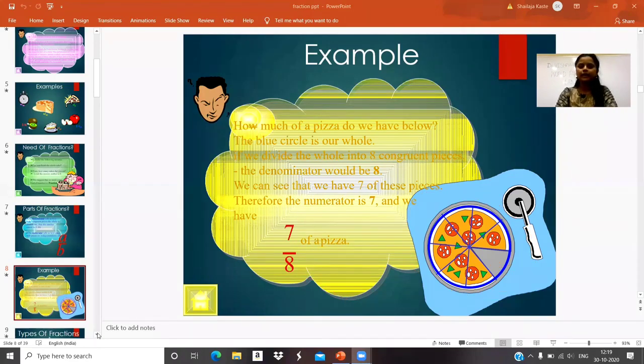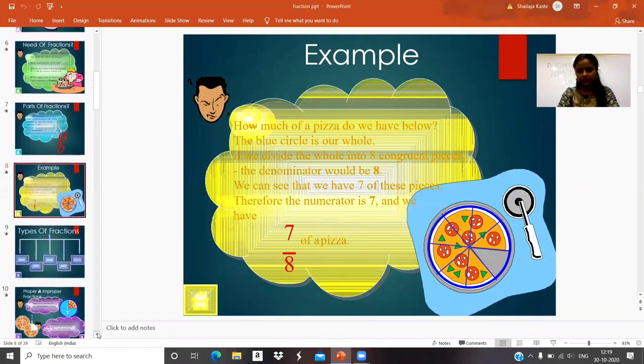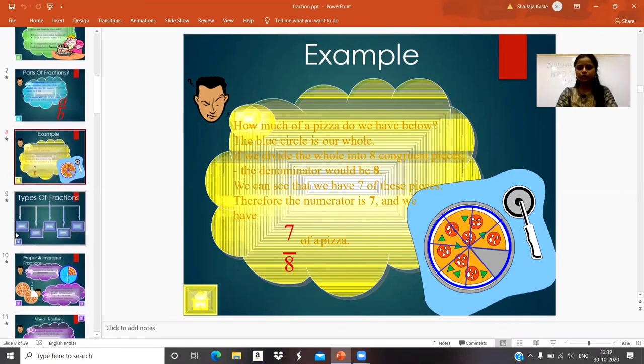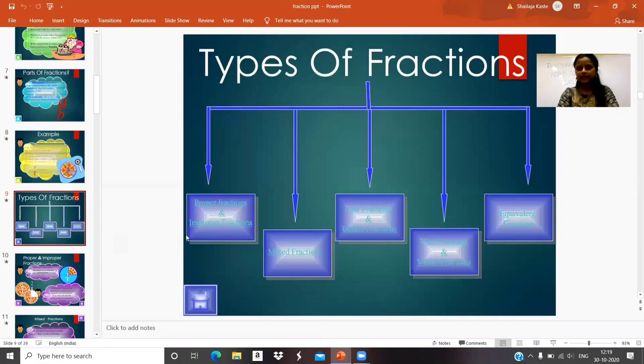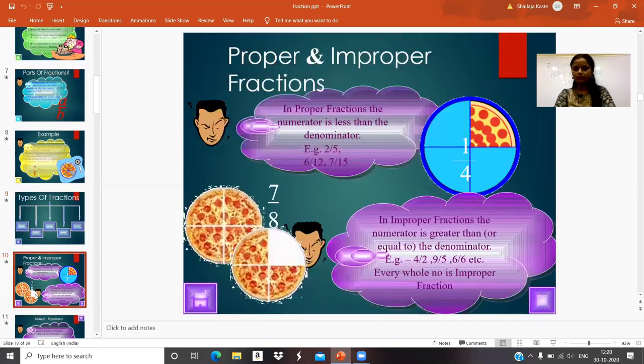We will move ahead now to the types of fractions. What are the different types of fractions? Here are some examples given to you: the proper fraction, the improper fraction, the mixed fraction, and likewise. The first ones are the proper and the improper fraction. You have seen the meaning of numerator and the meaning of denominator. In the place of numerator a number is going to come, and in the place of denominator, obviously, a number is going to come.